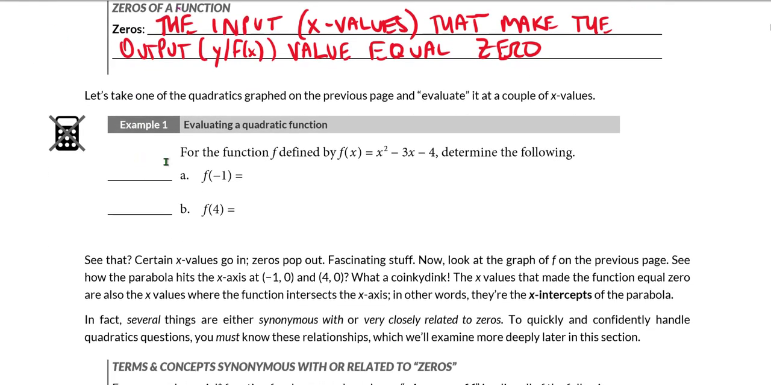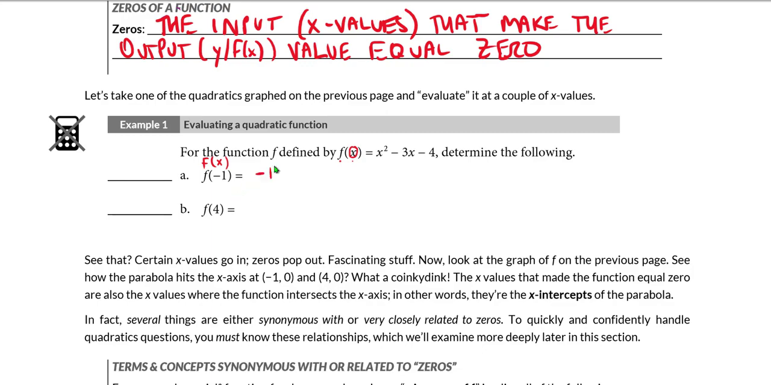In example 1, we are going to evaluate a quadratic function at a couple of different values of x. We are not going to be using our calculator for this. Something like this is perfectly likely to show up on the no calculator section, so we are going to do this without a calculator. So what we want to do is evaluate f of -1. Remember that what's in the parentheses in this notation f of x is an x value. So that -1 is an x value.